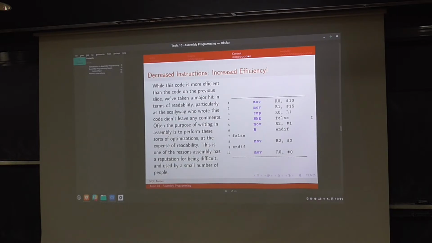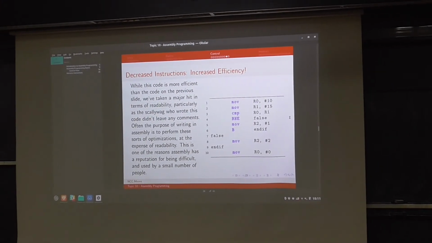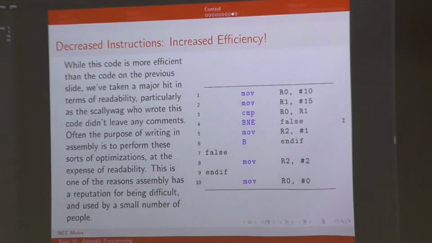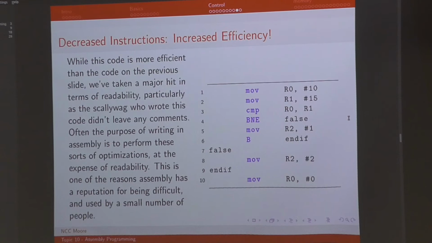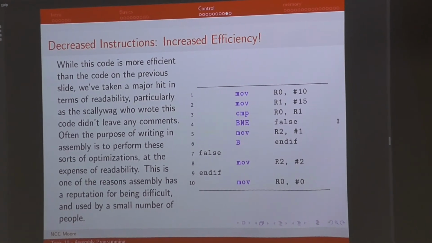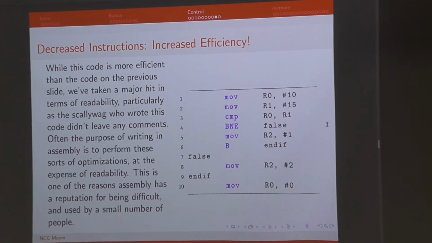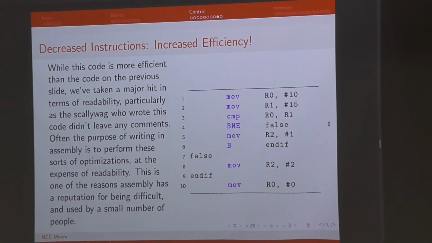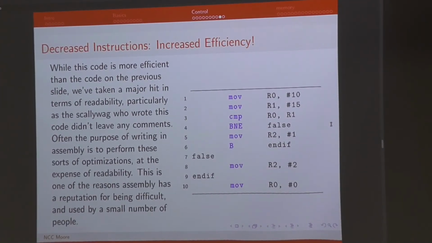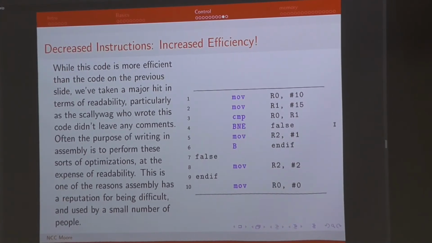While this code is more efficient than the code on the previous slide, we've taken a major hit in terms of readability, particularly as the scallywag who wrote this code didn't leave any comments. Often, the purpose of writing in assembly is to perform these sorts of optimizations at the expense of readability. This is one of the reasons assembly has a reputation for being difficult and is used by a small number of people. Programming in assembly is hard.